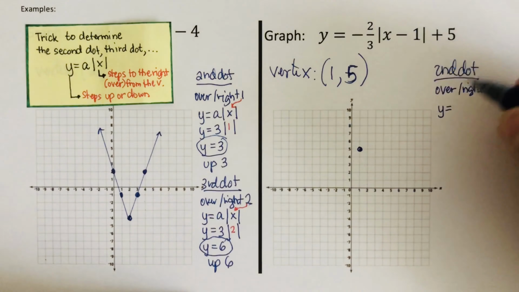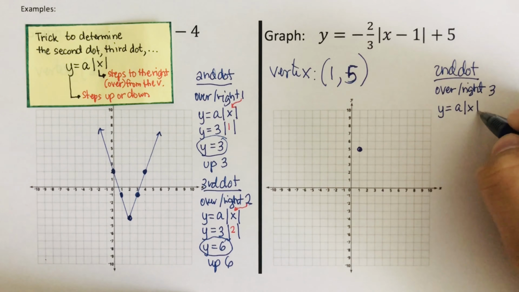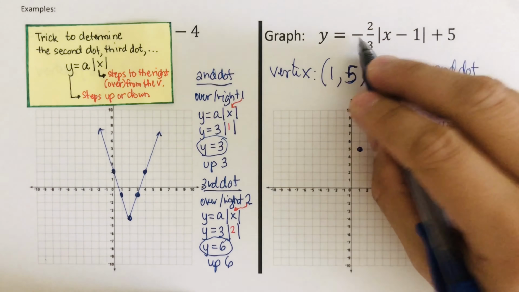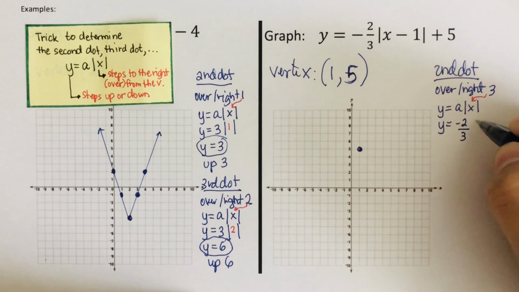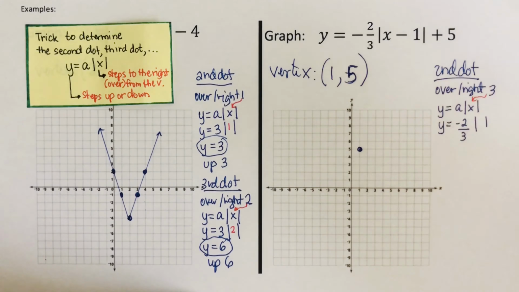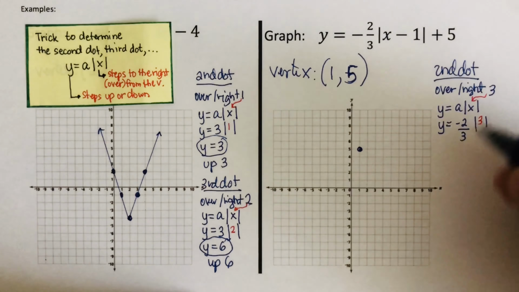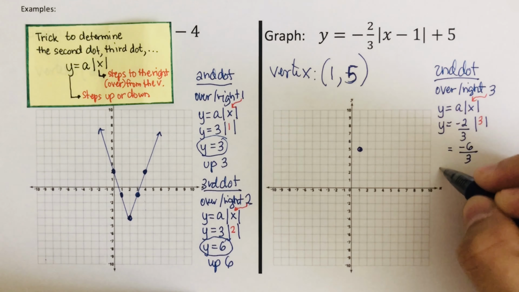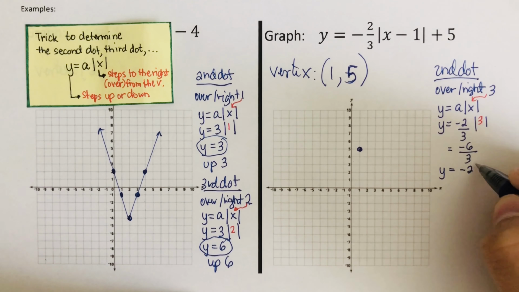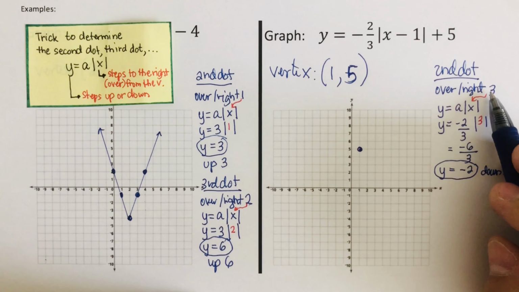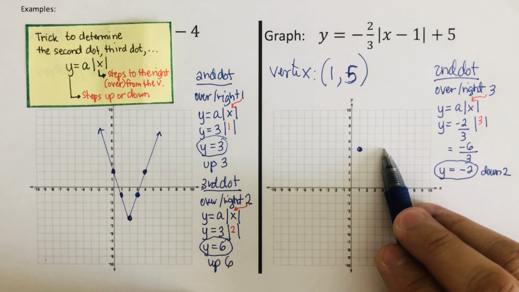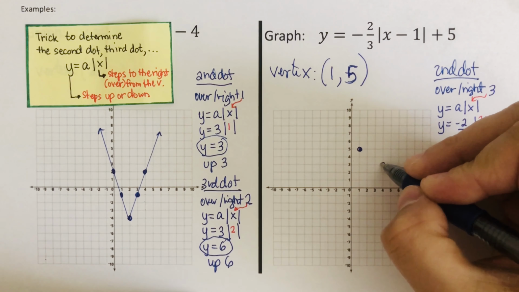So that would be y. We're going to use that equation over there. y equals a absolute value of x. And then again, the 3 is going to go to the x. So this will come out y equals negative 2 over 3 absolute value of 3, which is the x. So we're going to multiply them across. So that would be negative 6 over 3. So our y is negative 2. What does it mean? We go down 2. So right 3 down 2. So right 3 from the vertex. 1, 2, 3, down 2. 1, 2. So this is the second dot.